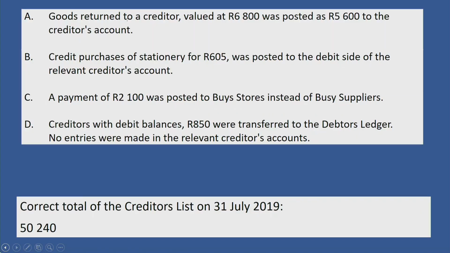I've got the answer block, which is still on page 25 at the bottom of the slide. It's just smaller. It says correct total of the creditors list. So you'll notice at the bottom of the screen, I'm going to do the corrections there. And we're going to start with number A. There's 4 of them. Number A, goods returned to a creditor valued at 6,800 Rand was posted as 5,600 to the creditor's account.